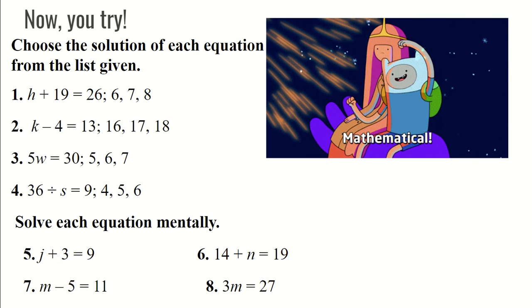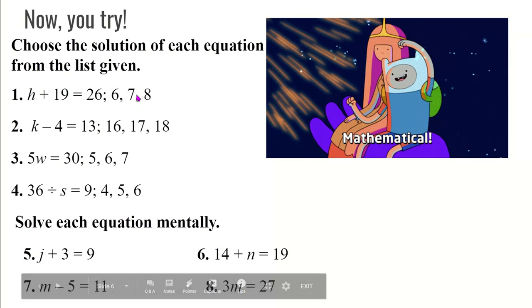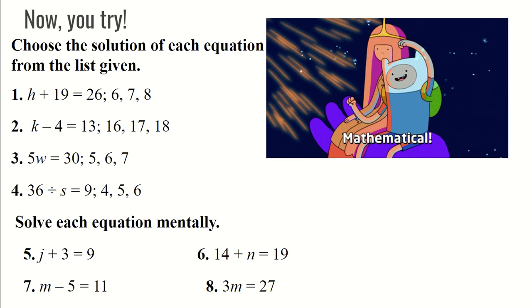Now you get to try. You're going to choose the solution of each of these equations, or the first 4, from the list given to figure out what makes that equation true. So for this one, you're going to figure out which of these 3 makes h plus 19 equal 26. So h equals which of these values. And then you're going to figure out what k is for this one.